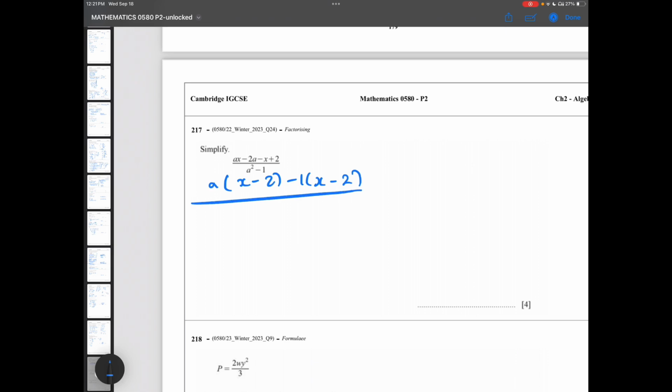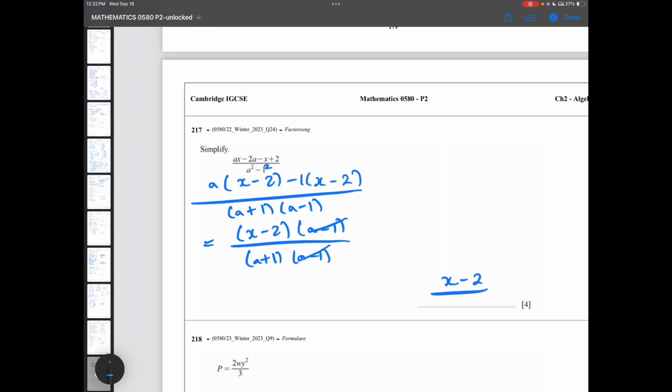This is the same as a square minus 1 square. And this is the third identity, a square minus b square, which is equal to a plus b into a minus b. So I will write a plus 1 and a minus 1. Okay. Now in the numerator, x minus 2 whole is common. I am left with a minus 1 upon a plus 1 and a minus 1. Now I can see that a minus 1 will be cancelled in the fraction. I will be left with my answer, that is x minus 2 upon a plus 1.